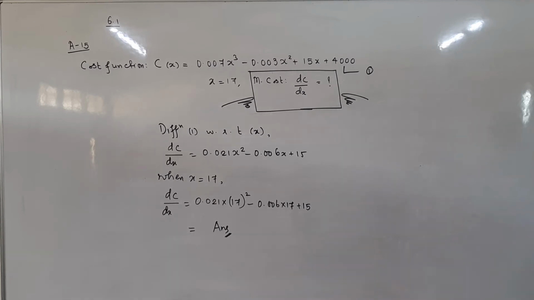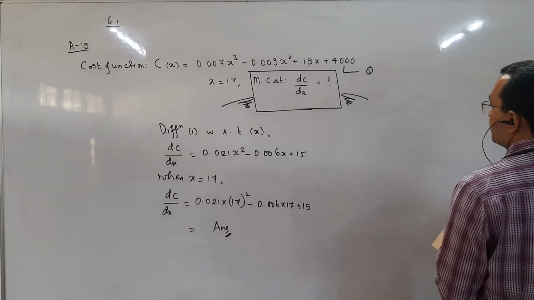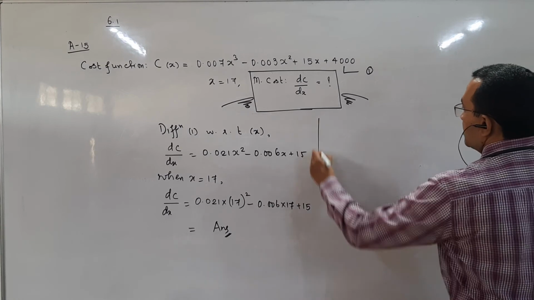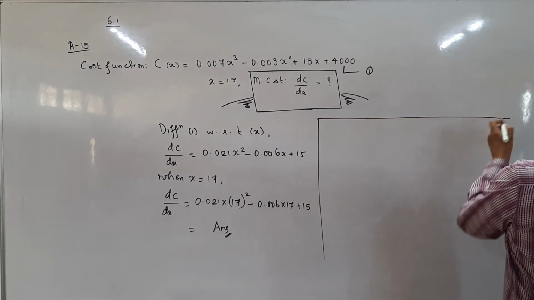Simplified answer. The total revenue in rupees received from sales of x units. So this sum is based on marginal revenue, and writing here, students, answer 16.